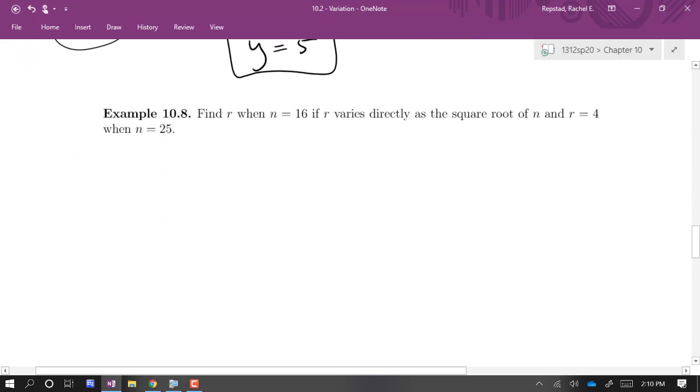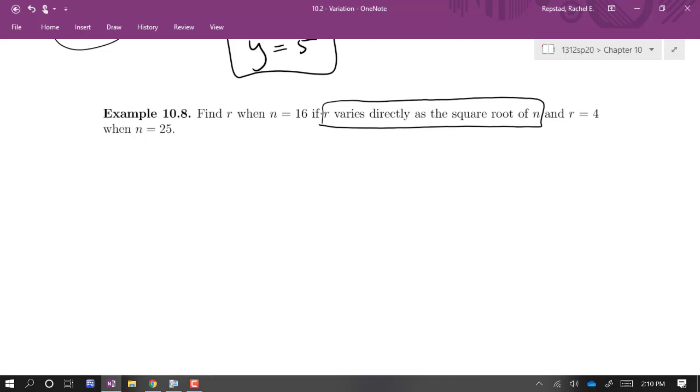Find r when n is 16. That's our goal. If r varies directly as the square root of n, so not as the square of n, but as the square root of n, and r is equal to 4 when n is 25. So this part here I just put in the box. I'm going to use that first. R varies directly as the square root of n. That means that I can get my general equation out of that. R is equal to some constant k times the square root of n.